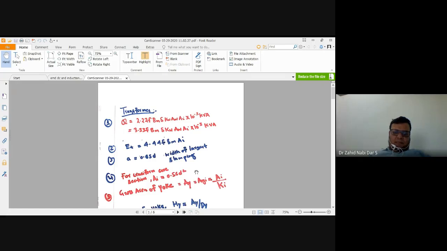So Q, we basically know, is nothing but voltage into current into 10 power minus 3 kVA. But from this voltage into current into 10 power minus 3, what we arrived at, we replaced this by 2.22 f BM, current density, KW, AW, window space factor, net iron core, AI into 10 power minus 3. And this is the space factor, this is the current density, and this is the magnetic flux density.